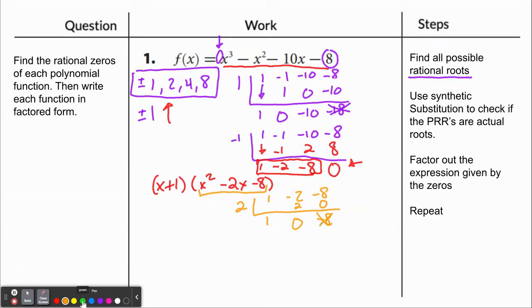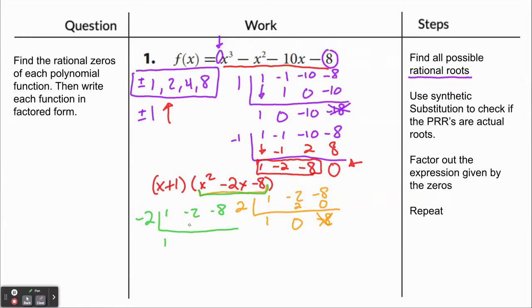Let's try, I'm going to go ahead and use green here. So now I'm going to try negative 2. I know it's getting a little bit cramped, but again, I'm going to use this here. I get 1, negative 2, and negative 8. Negative 2 times 1 is negative 2. Add these together to get negative 4. Negative 2 times negative 4 is positive 8. Add them together and I get 0, which is good. Tells me that negative 2 is another 0. So far I have a 0 of negative 2 and a 0 of negative 1.